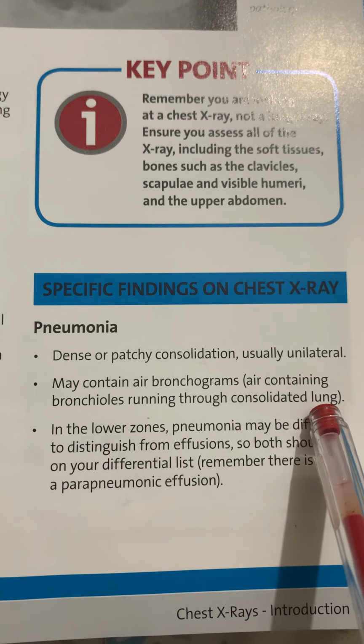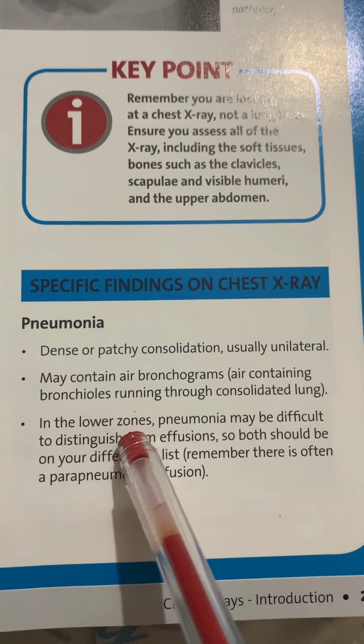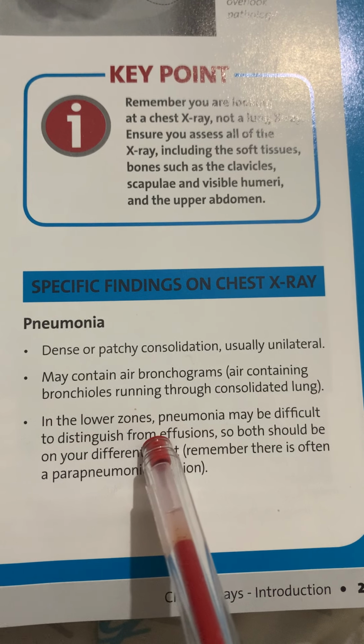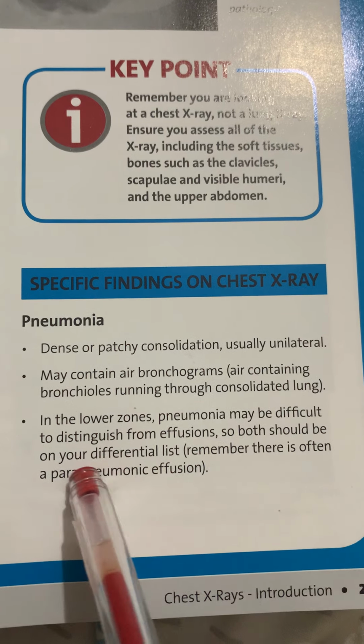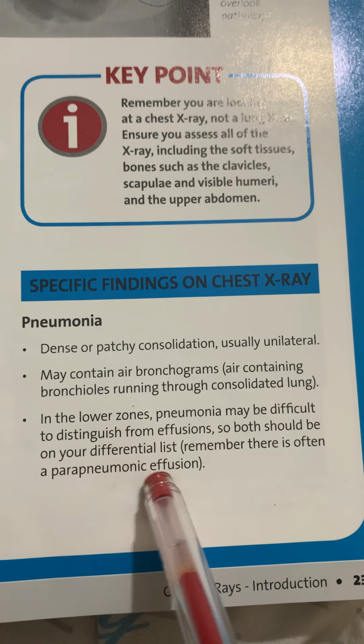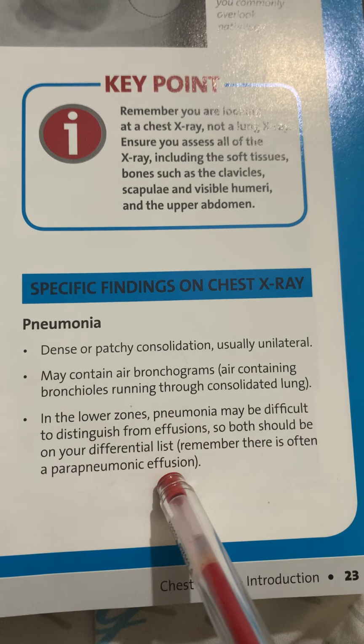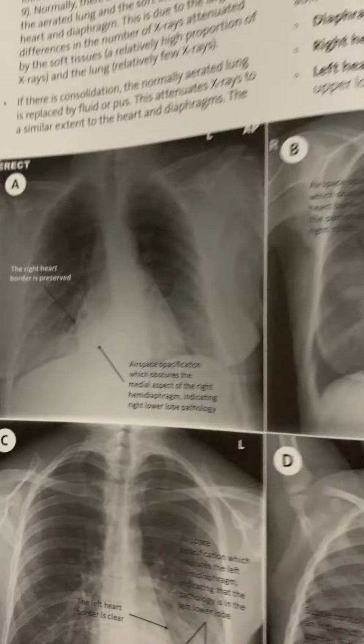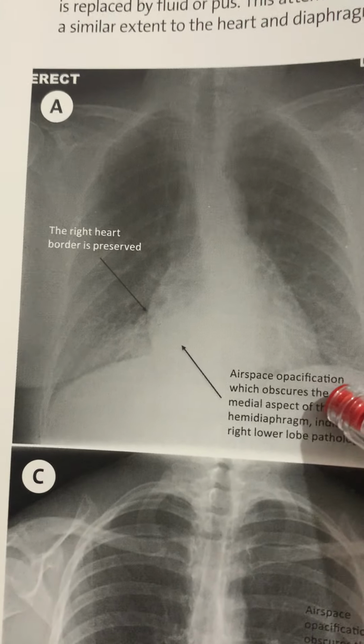lung. In the lower zones, pneumonia may be difficult to distinguish from effusion, so both should be on your differential list. And remember, there is often a paraneumonic effusion. So we will see the diagrams of the consolidation.